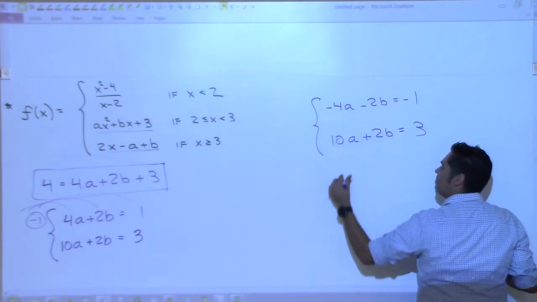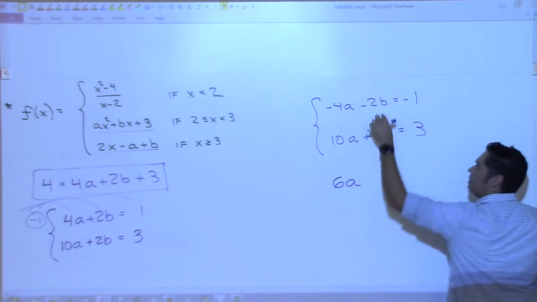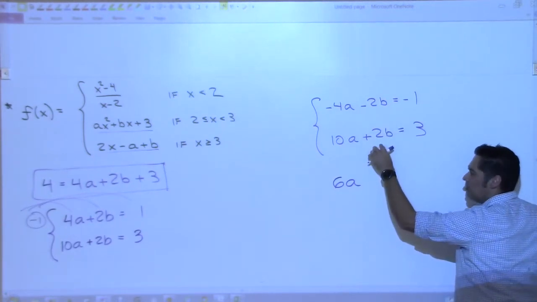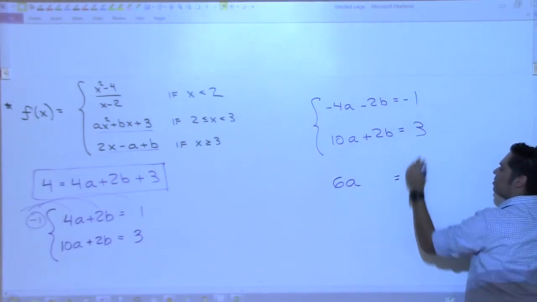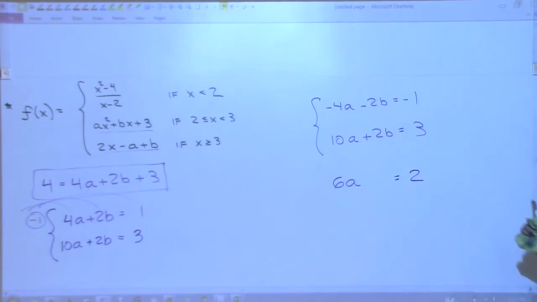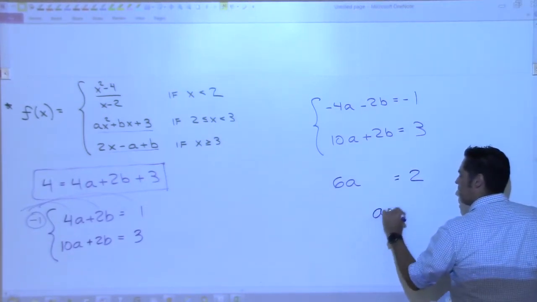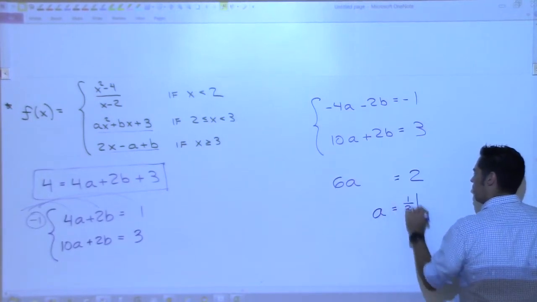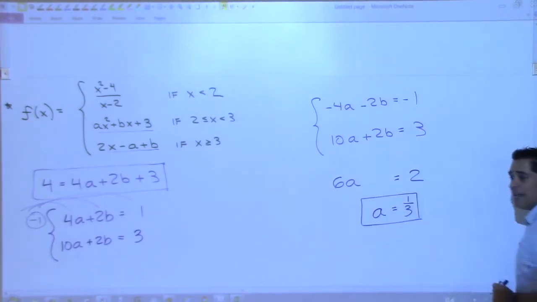This and this add up to be 6a. Negative 2b and 2b cancel, and then equals over here we get 2. And voila, I have a single equation with a in it. And so I can solve for a. So a must be 1/3.